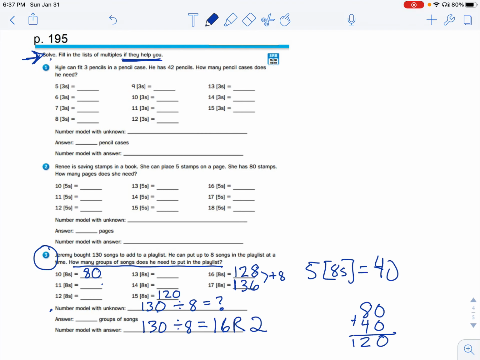But so my answer, how many groups of songs would he need? Well, what's he going to do with those 2 songs? Just delete them? What if it's his favorite song in the world? Think of your favorite song. What if it's that one? You don't want to lose it. So he'd actually need to work with 17 groups of songs.